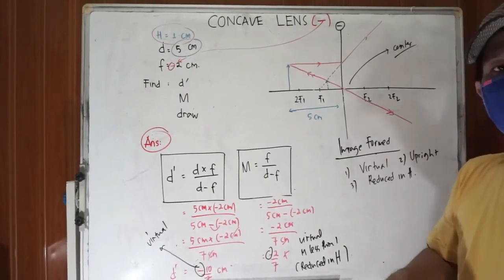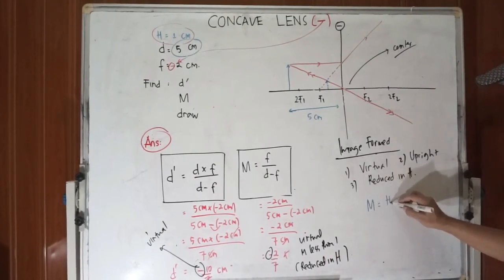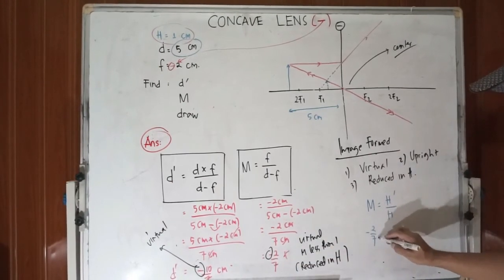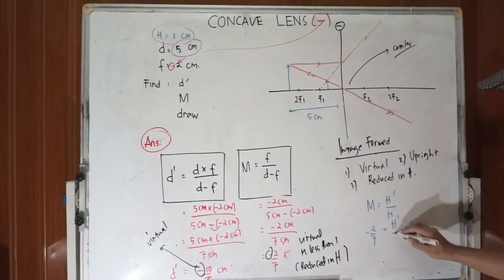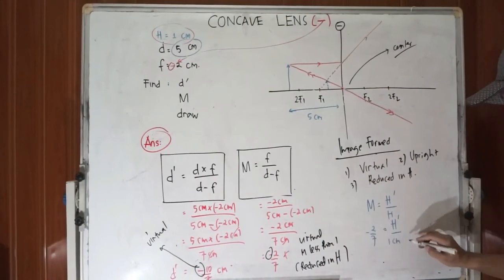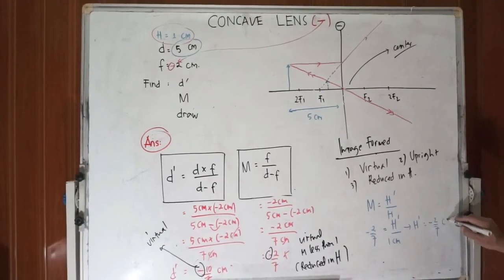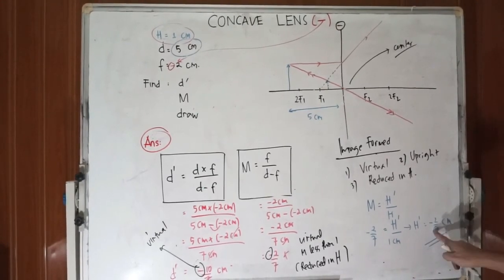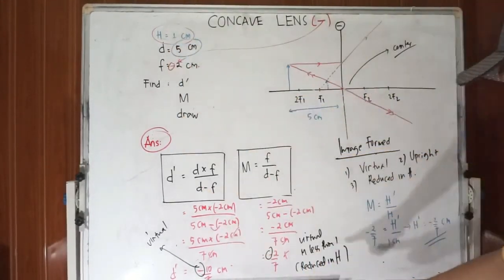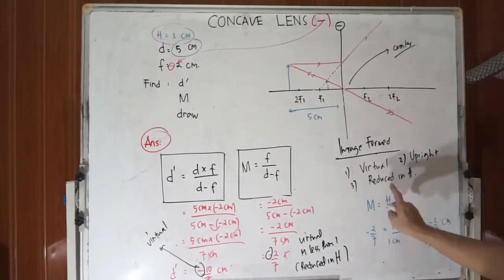Okay, now we try to find h prime. M is h prime over h. h prime is unknown, and h is 1 centimeter. So h prime is 2 over 7 centimeter. The height of the object is 1 centimeter, and the image height is 2 over 7. That's correct. Reduced in height.